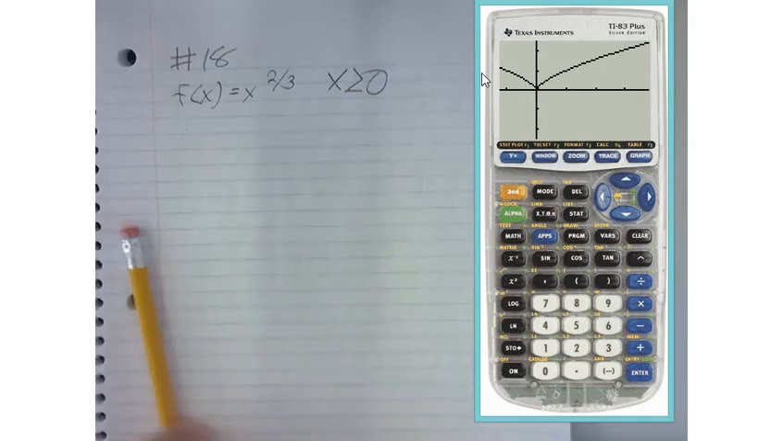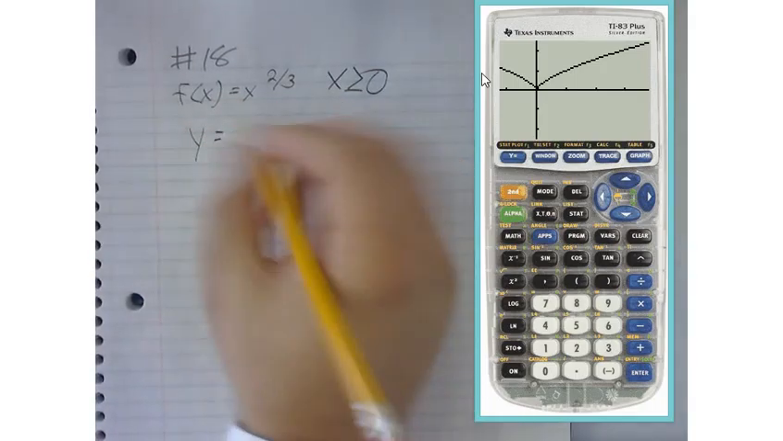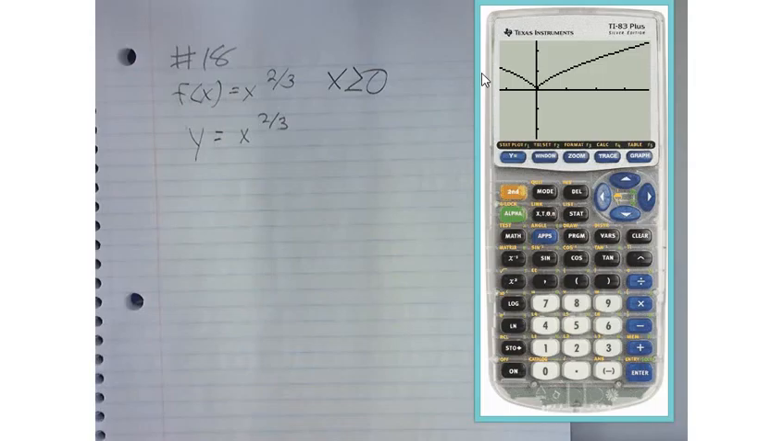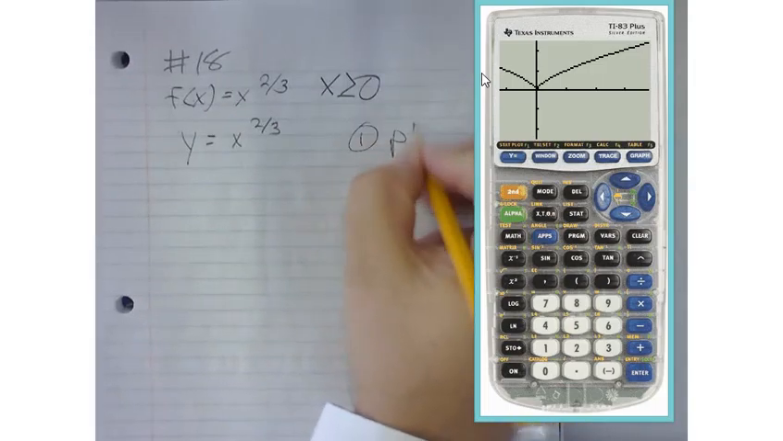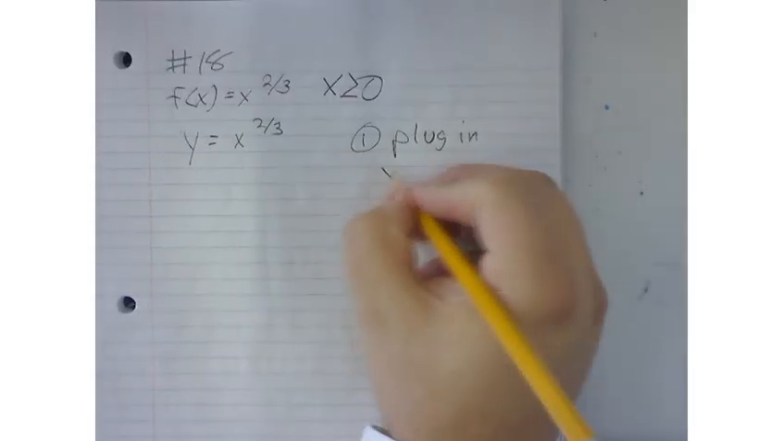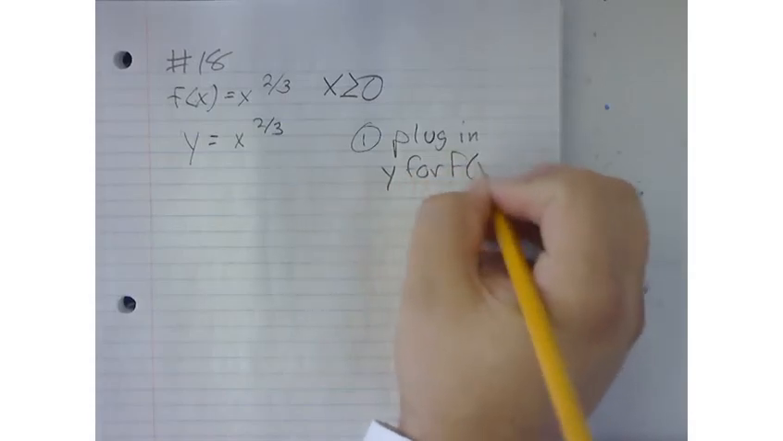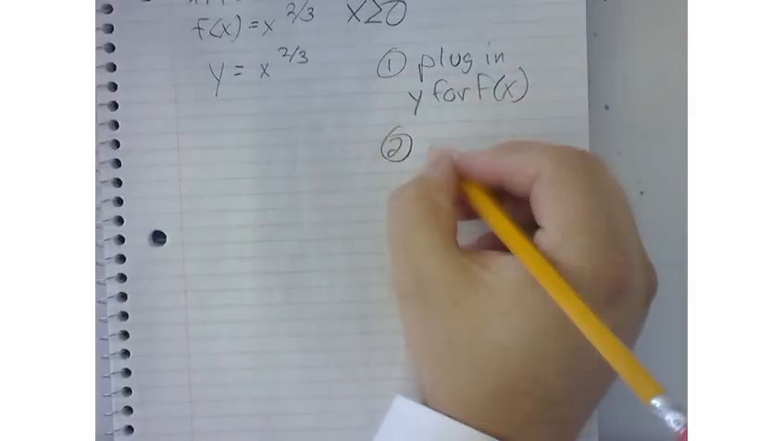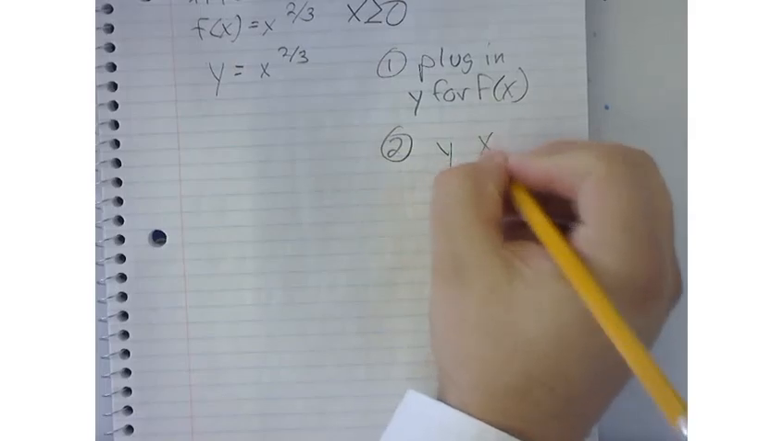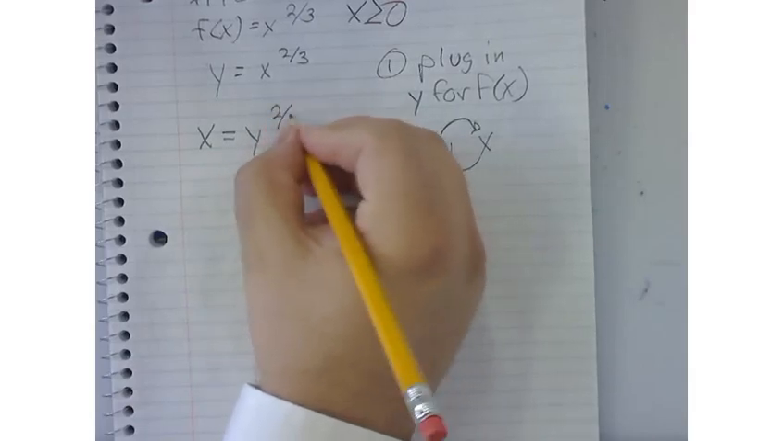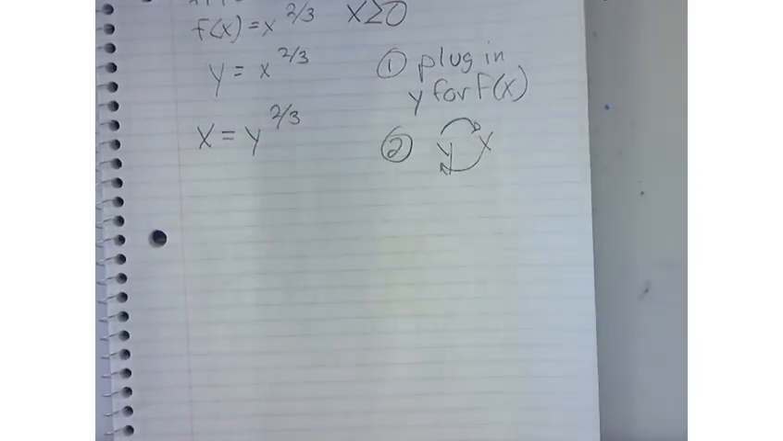Okay. So now what we're going to do is replace the function notation with just regular Cartesian notation. That's the first step, right? Plug in y for f of x. Step 2, we're going to switch the x and y's. So now this becomes x is equal to y raised to the 2/3. You solve for x and then you switch them. This is what we're doing.